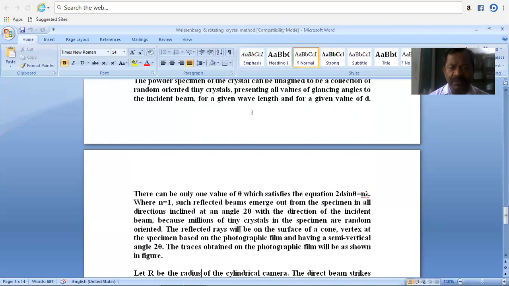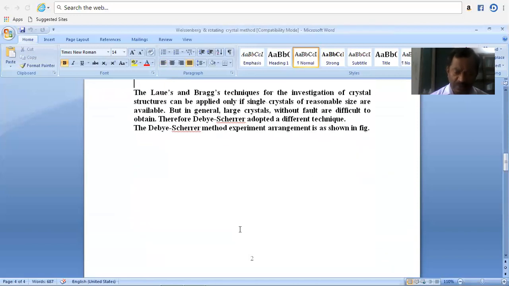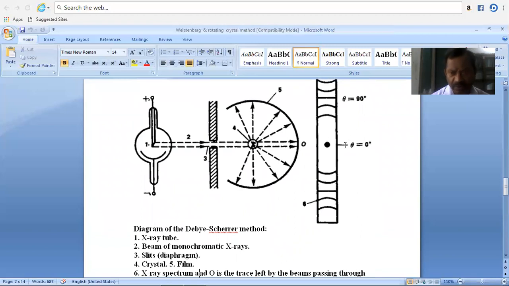The reflected rays will be on the surface of a cone with its vertex at the specimen, based on the photographic film, and having a semi-vertical angle of 2 theta. The traces obtained on the photographic film will be as shown in the figure. I'll show you once again. This is the trace obtained from the photographic film.